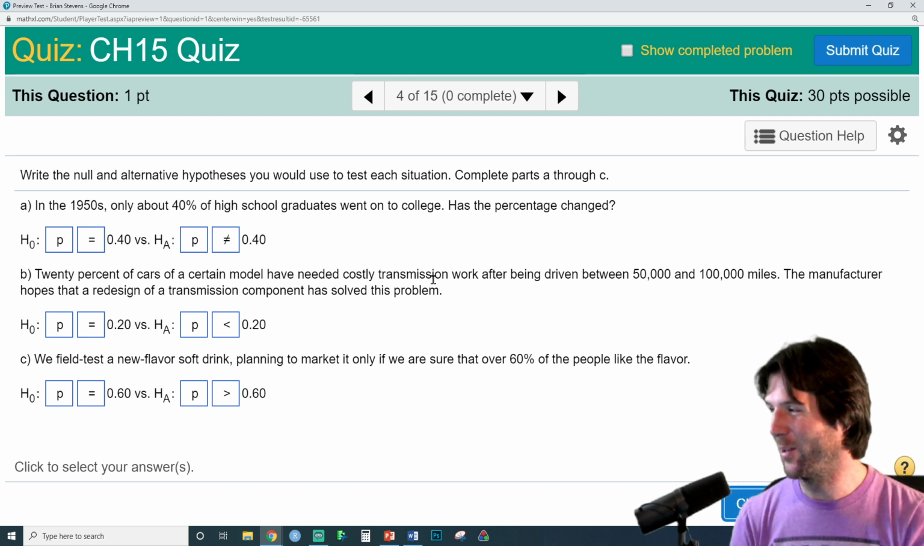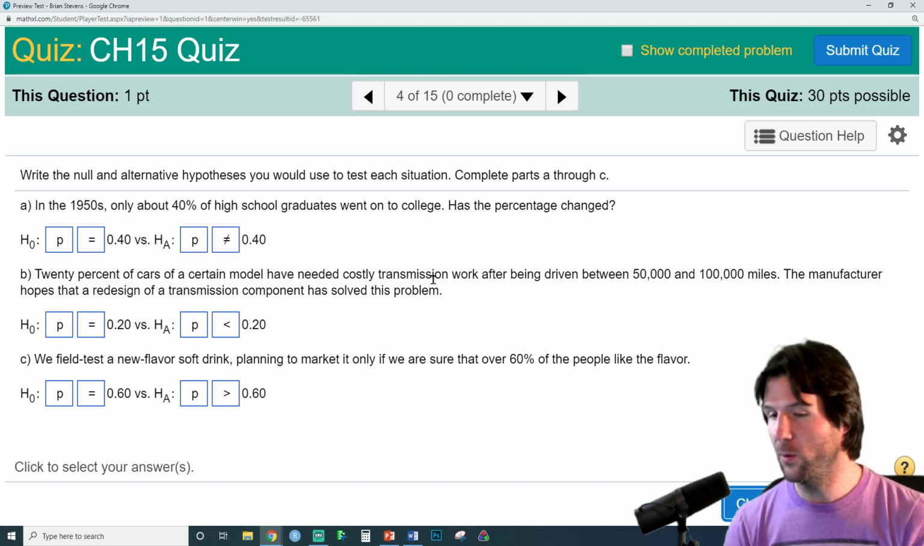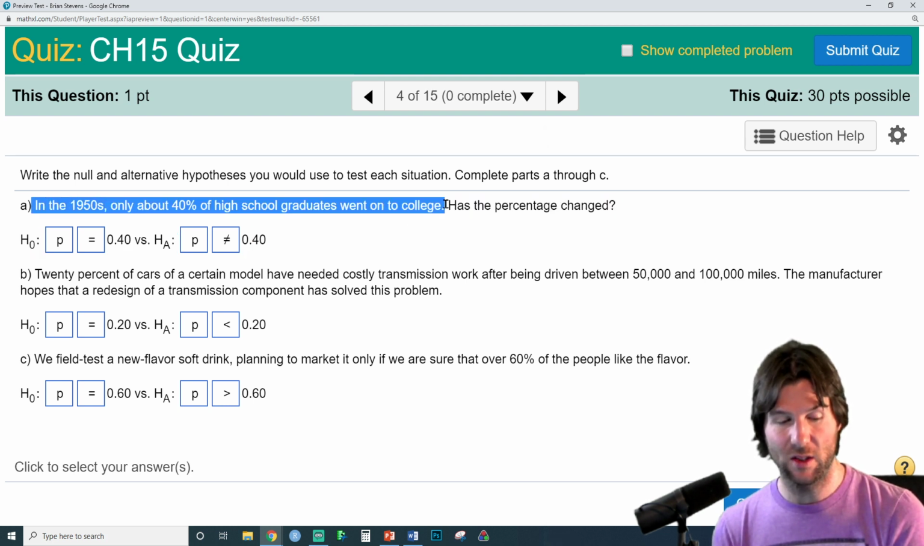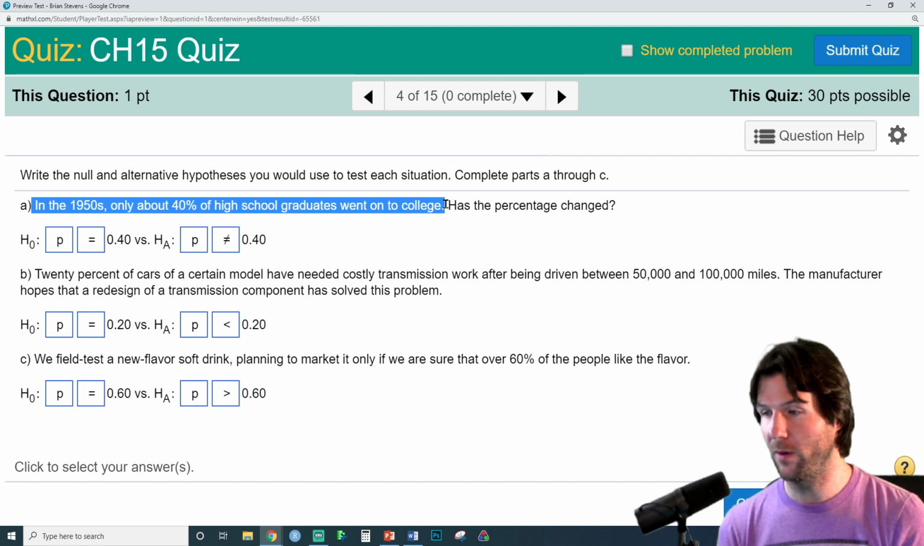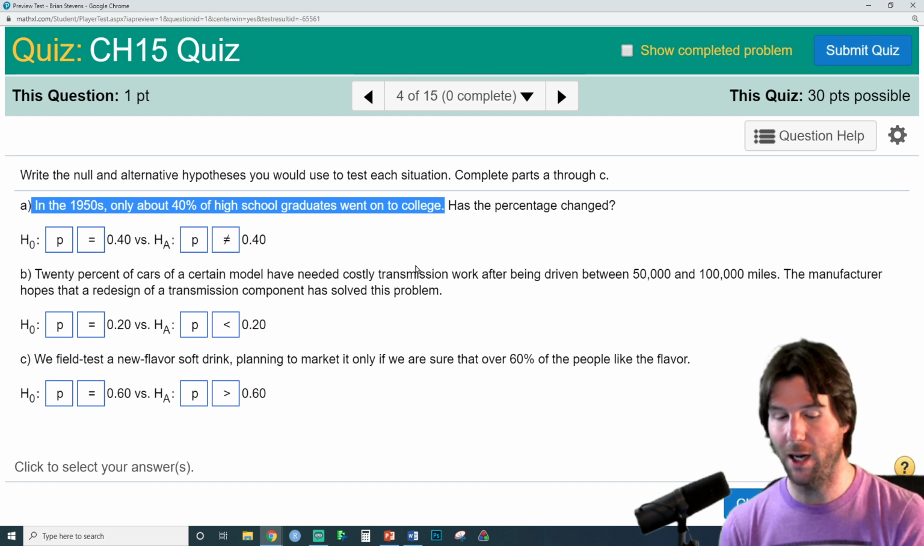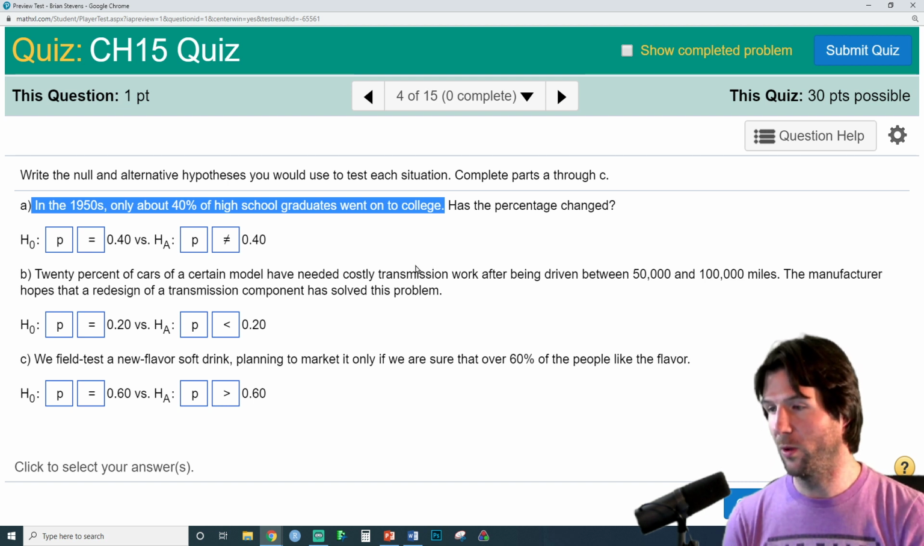So, or let me go to the next one. The not equals is when, well, one, it says like, has it changed? But if this were to say, let's test the claim that 40% of people graduate from college, then we could use not equals. Like the question could just read, is it true that 40% of people graduate from college? Well, it's either true or not true then.